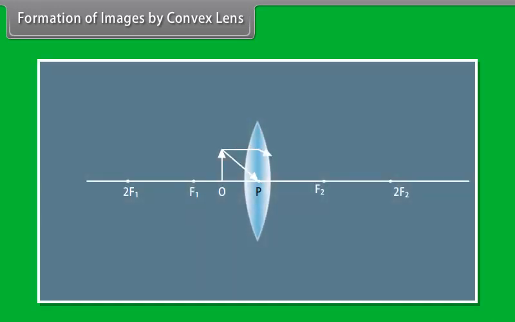When the object is placed between f and the optical center, then the image is formed on the same side. The nature of the image is virtual, erect, and enlarged.